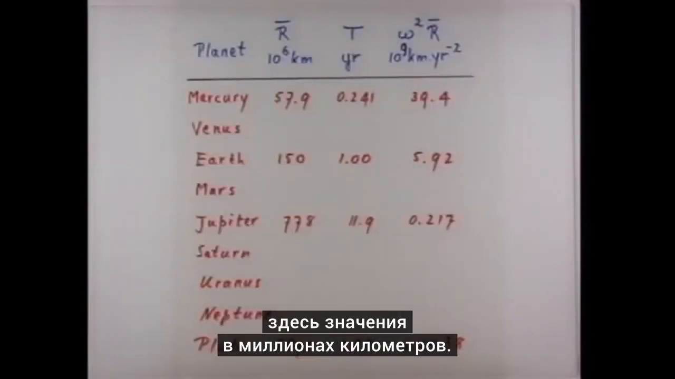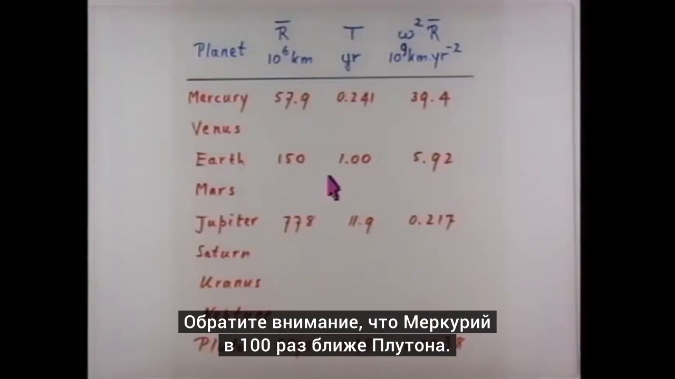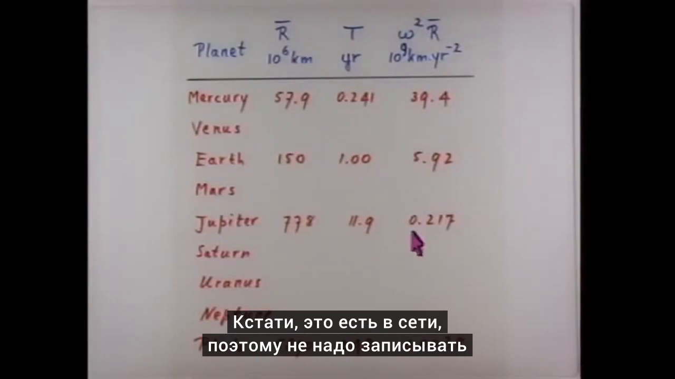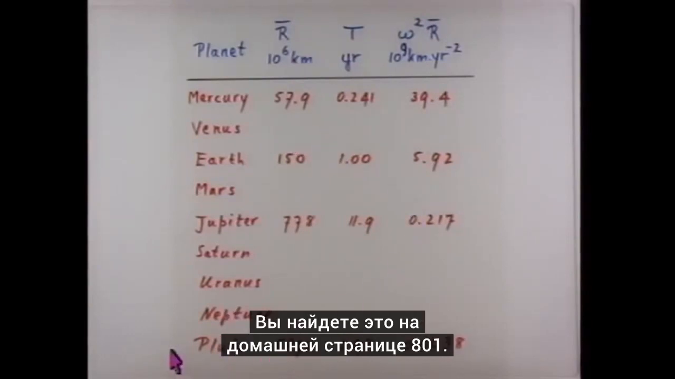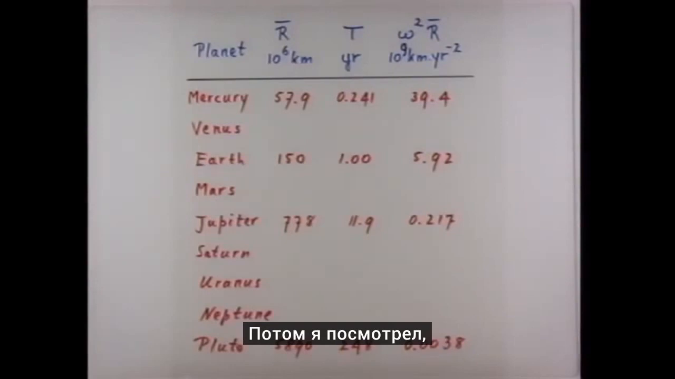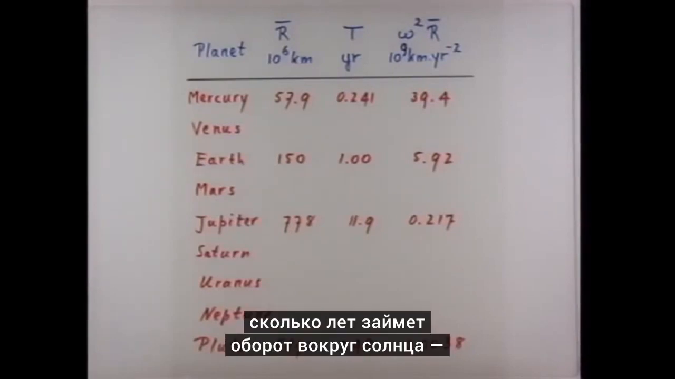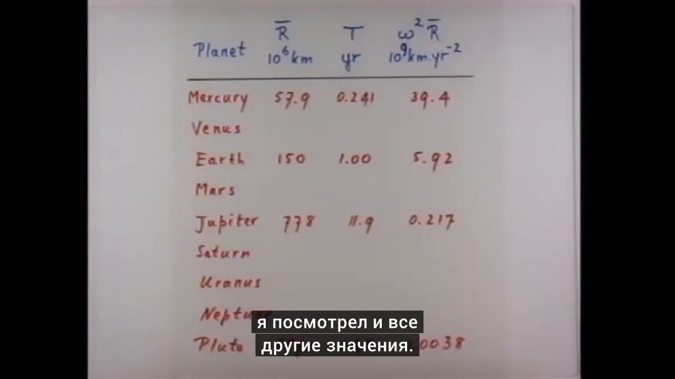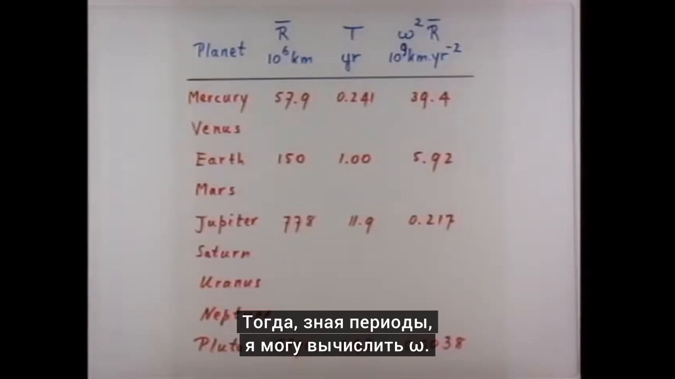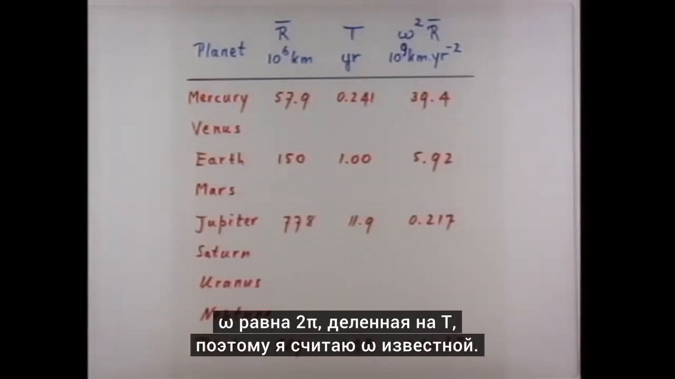So I look up the distance, the mean distance to these various planets, and you see that here in millions of kilometers. Notice that Mercury is about 100 times closer than Pluto. By the way, this is on the web, so don't copy this. You will find this on the 801 homepage. Then I looked up how many years it takes to go around the sun, 12 years for Jupiter, 1 year for the Earth, and I looked up all the other values. Then, since I know the periods, I can calculate omega. Omega is 2 pi divided by T, so I know omega.